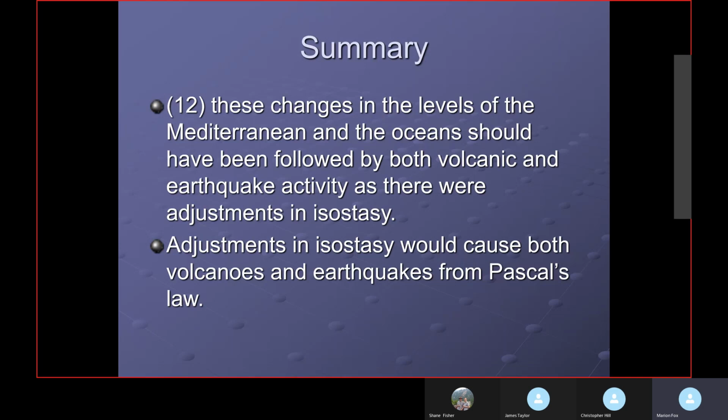You step into a boat, it sinks in the water a little bit due to your weight. Step out of it, it rises up out of the water a little bit. That's an example of isostasy. And they would cause both volcanoes and earthquakes from Pascal's law.